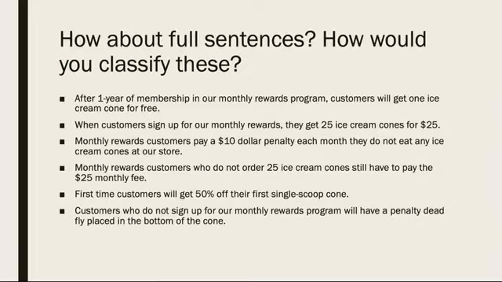And then finally, customers who do not sign up for our monthly rewards program will have a penalty dead fly placed in the bottom of their cone. So this is all about this rewards program for this ice cream shop. But there's a difference between the different policies that they have. So if you had to classify the policies based on what impact they have on the customer, what kind of policies do you have?